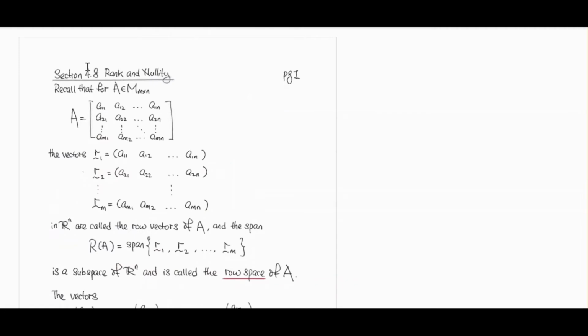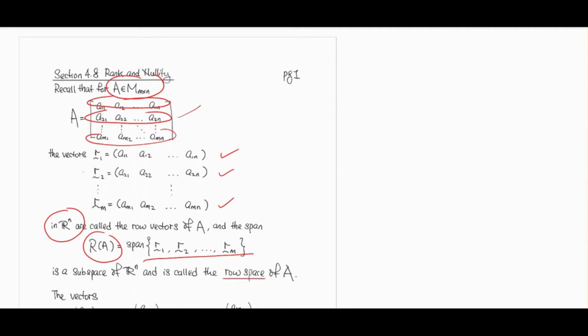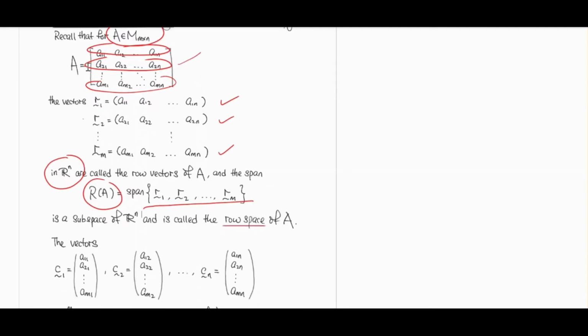A very quick review. If you have a matrix A of size m by n, these are known as the row vectors of the matrix. They are elements in Rn. The row space of A is defined as the span of all these row vectors. There are m of them, but they are all in Rn, so they form a subspace of Rn. This is known as the row space of A.